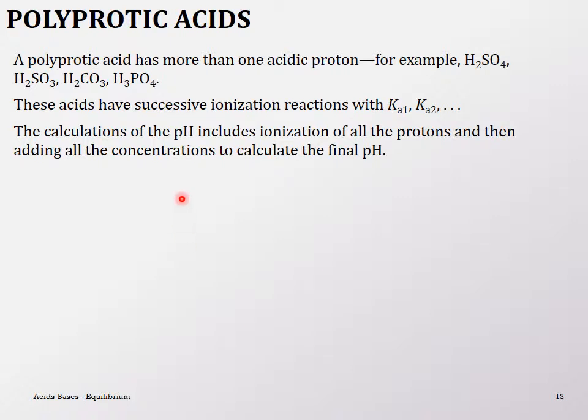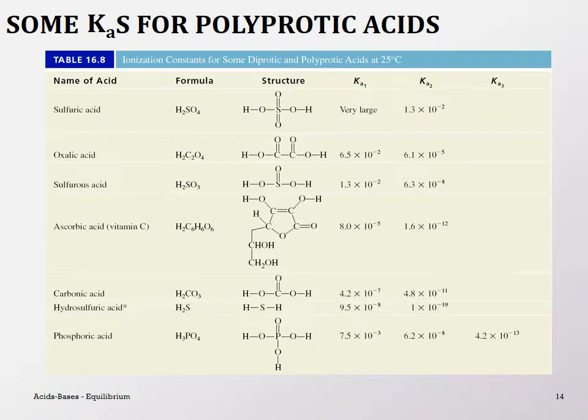So when you calculate the pH of such acids, you have to calculate the ionizations for all the protons and then add all the concentrations and then calculate the pH. So you will find out the concentration of the first proton and the second one, and then add those two and then get the pH. So we'll do some examples in the next slide. Here are some Ka's for polyprotic acids.